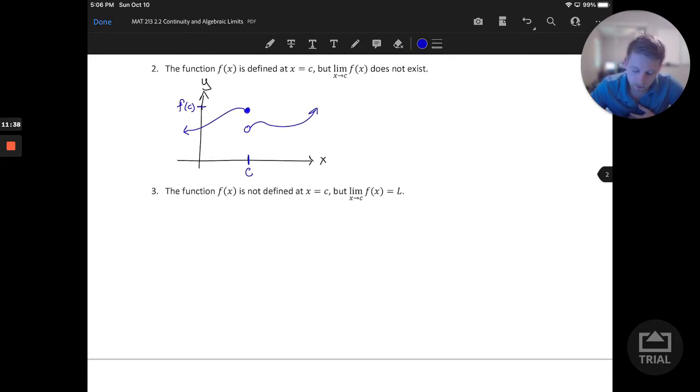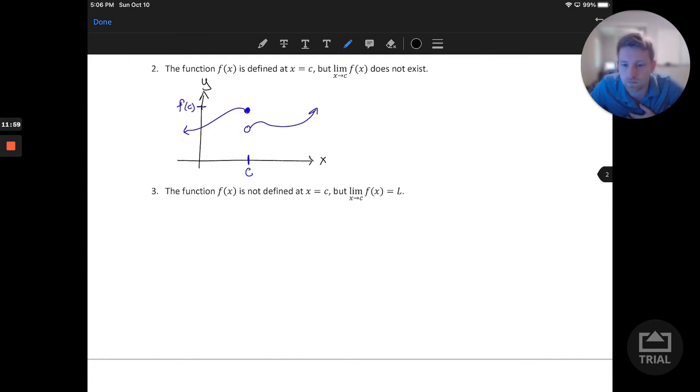Taking a look at the third graph, we want the function f of x. The function f of x is not defined at x equals c, but the limit as x approaches c of f of x does exist, and that is equal to L. So here our limit exists, but our functional value is not defined. So it's kind of the opposite. So let's consider what that would look like.